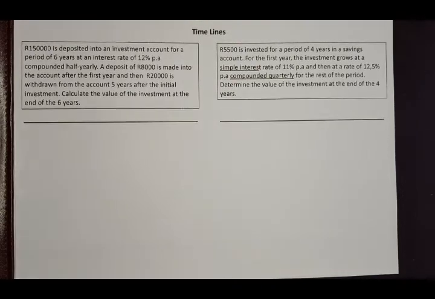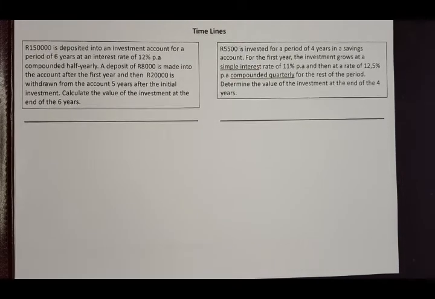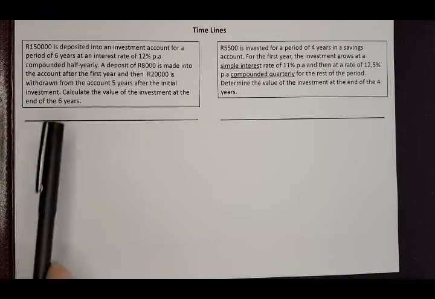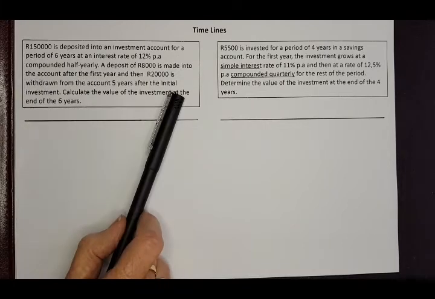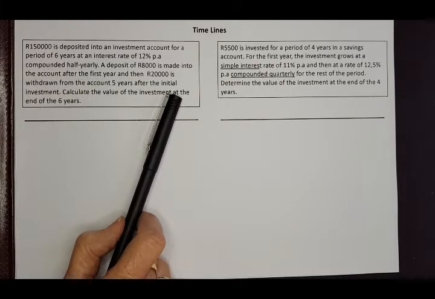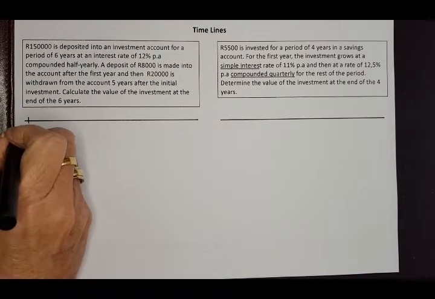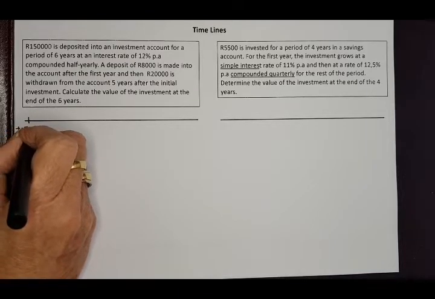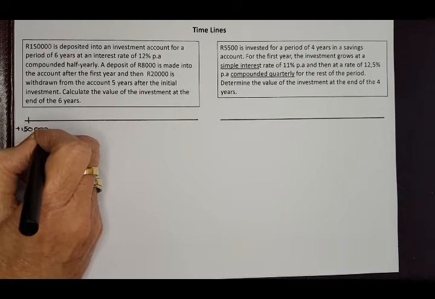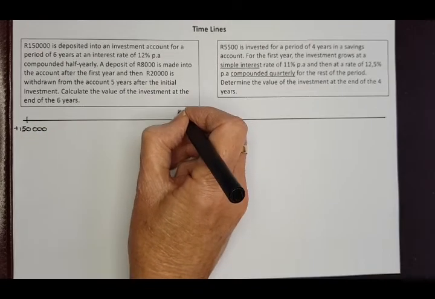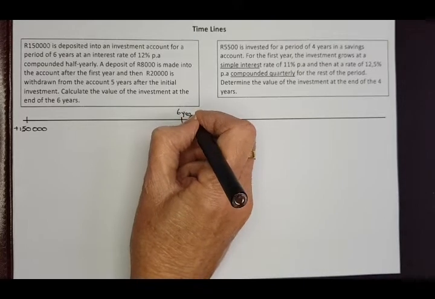In this fourth video, we're looking at the concept of timelines. Now, timelines are really just a means of summarizing a number of different deposits or changes in interest rates. So in this particular example, we're starting off initially at T0 with a deposit of 150,000. Okay. This investment is there for a period of 6 years.